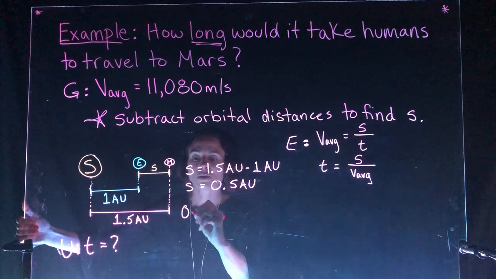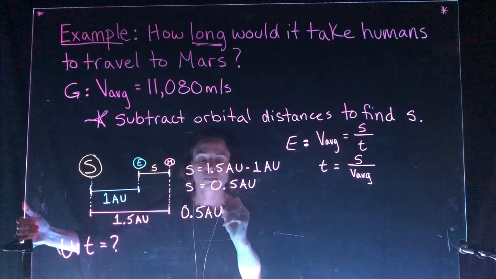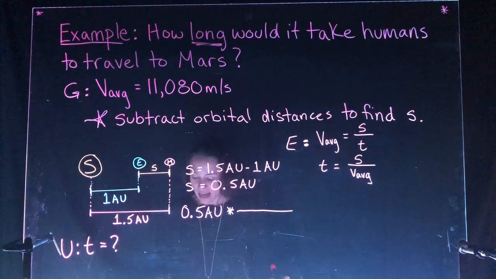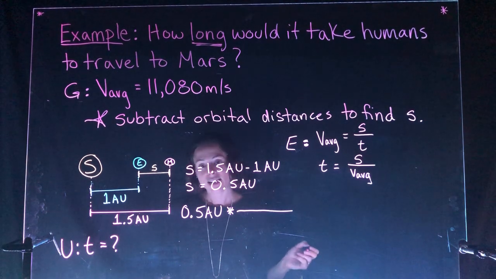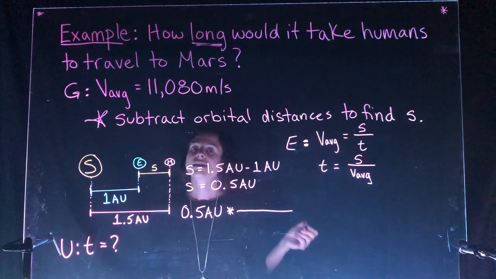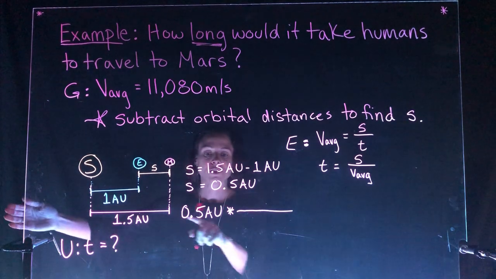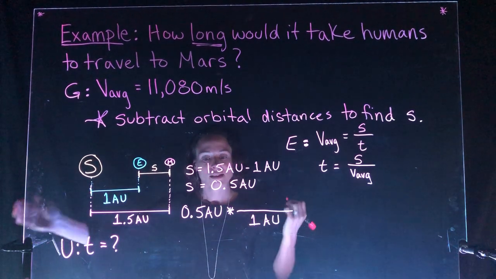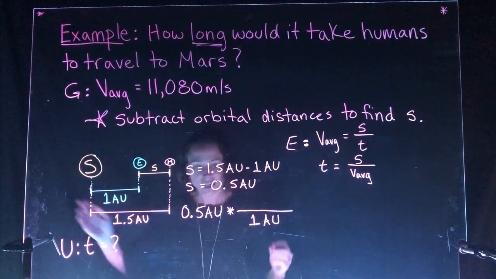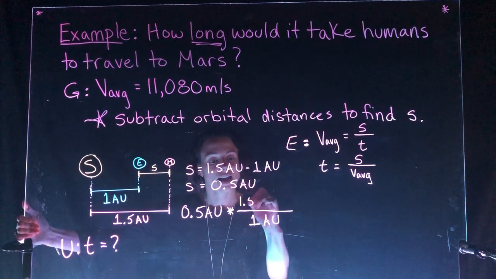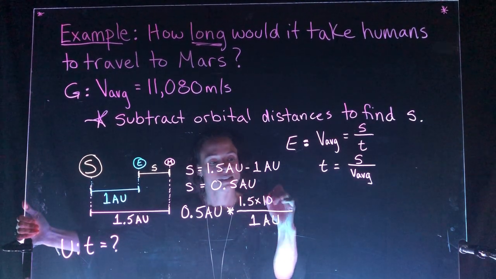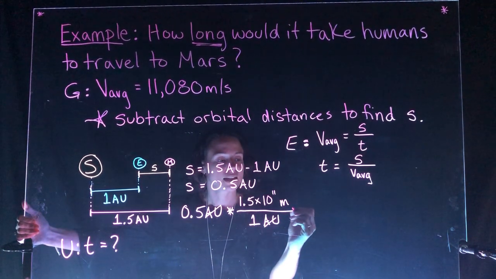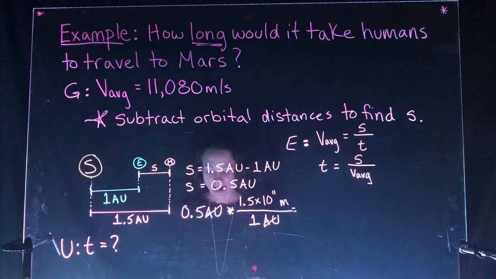So I'm going to take 0.5 AU, and I'm going to use what's in our notes and on our equation sheet: 1 AU is 1.5 times 10 to the 11th meters. If I have 0.5 AU, I want AUs to cancel, so I'm going to put 1 AU in the denominator, and in the numerator, I'm going to put 1.5 times 10 to the 11th meters. So my AUs will cancel, and this will tell me how many meters I have.